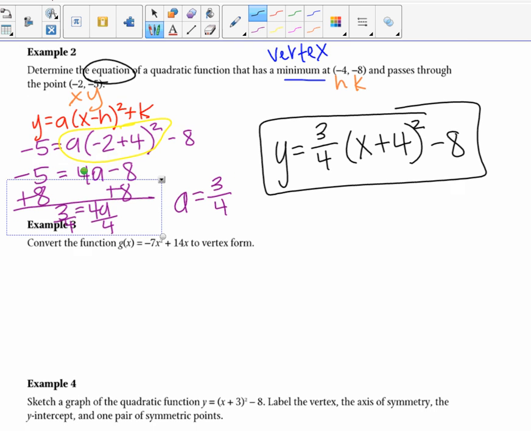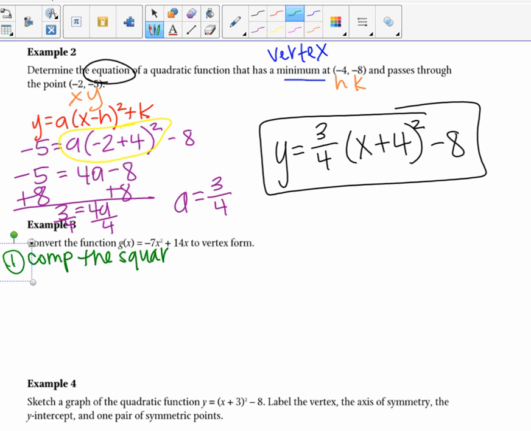Now, example number 3, I'm going to show you 2 ways of doing example number 3. So we talked about this yesterday in class. Pay attention to what example or which way I want you to do it, but both are possible. Okay, here it says convert the function g of x equals -7x squared plus 14x to vertex form. Well, this is in standard form right now. So the 2 ways to do that, the first way is to complete the square.